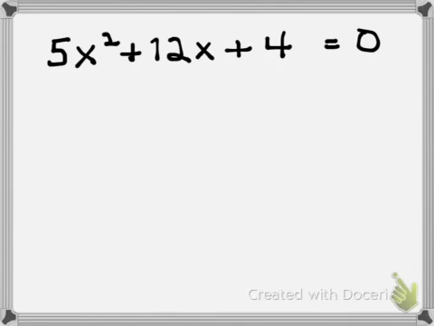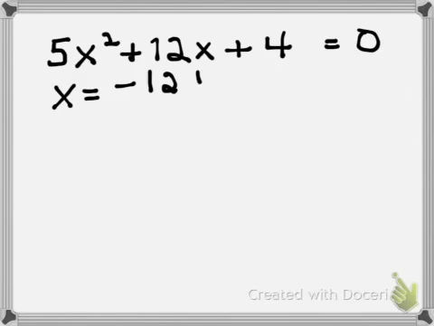We can try factoring. Doesn't lend itself to square root, but again, the quadratic formula always works. So if I try to take the factors of 5 and the factors of 4 and try to put them together to get a middle term of positive 12x, it's not going to work. So let's go right to the quadratic formula. X is equal to, A is 5, B is positive 12, C is positive 4.